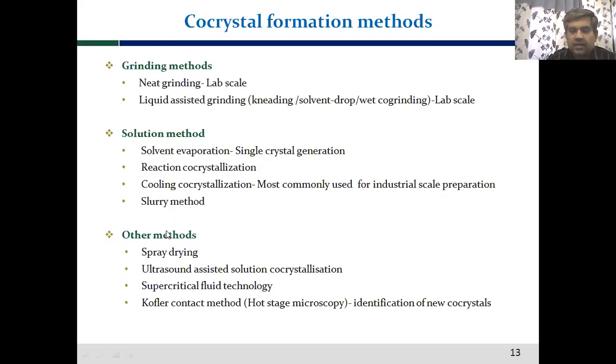And then there are other methods like spray drying, ultrasound assisted solution co-crystallization, supercritical fluid technology, and the Kofler method, which is based on the use of hot stage microscopy. So all these methods are possible and can be used for the screening of the co-crystals. As you can very well judge from the list, only a few of them are going to be useful at the industrial scale, while the rest of them are going to be useful at the lab scale.